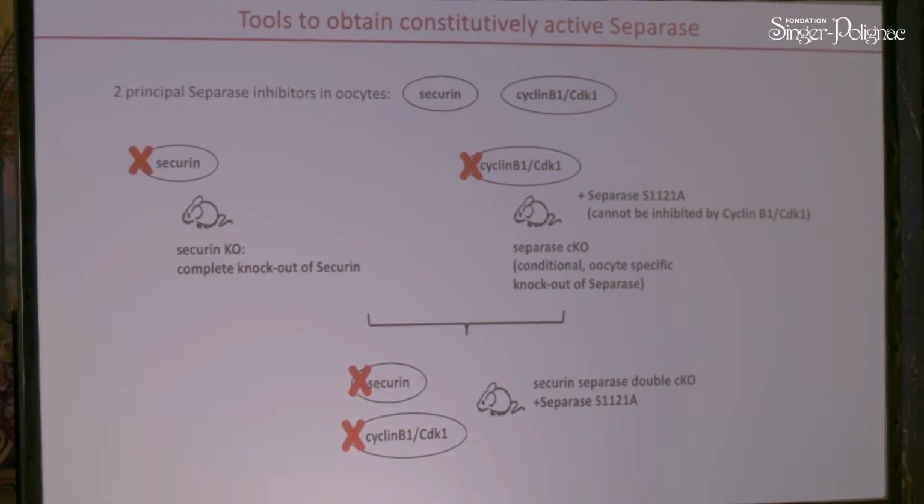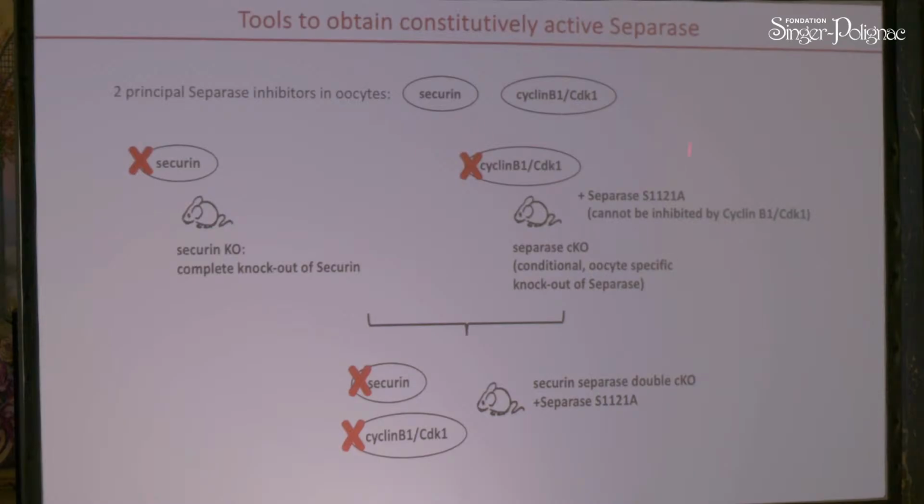To obtain constitutively active separase, to be really able to see when cohesion is protected, we focused on the two main separase inhibitors, which are securin and cyclin B1 CDK1. So we use different tools to remove those two main inhibitors of separase in meiosis, in oocytes. On the one hand, we have a securin knockout. This is a complete knockout, so mice are fertile and have no overt problems.